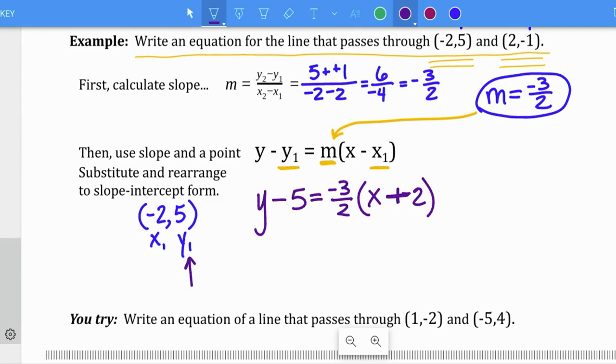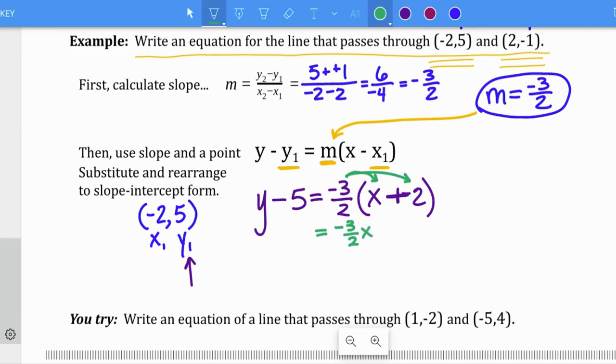I want to write it in point slope form, so I am going to try to get the y alone. So my next move is to get rid of these parentheses, right? I don't really want that. And we know that to get rid of parentheses, we're going to need to distribute a value that's right beside the parentheses. When I distribute, this becomes -3/2 times x.